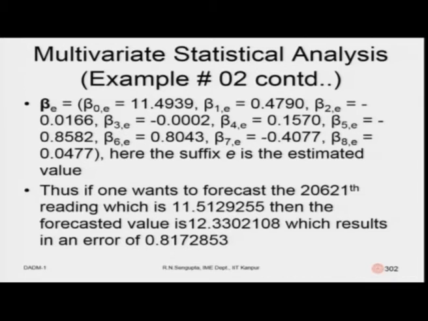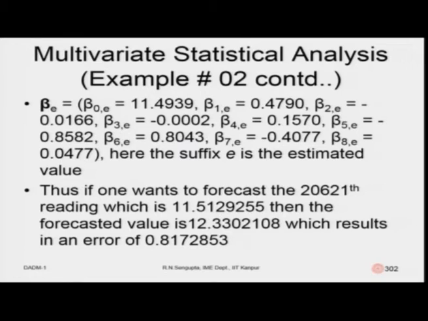The values corresponding to beta naught to beta 8 are given as 11.49, then 0.47. I am only reading 2 places of decimal. Then 0.01, and 0, it is almost 0. So, beta 3 would be 0 as an estimated value, beta 4 is 0.15, beta 5 is equal to 0.85, beta 6 is 0.80, beta 7 is minus 0.40, beta 8 is equal to 0.04. So, here the suffix e is the estimated value.